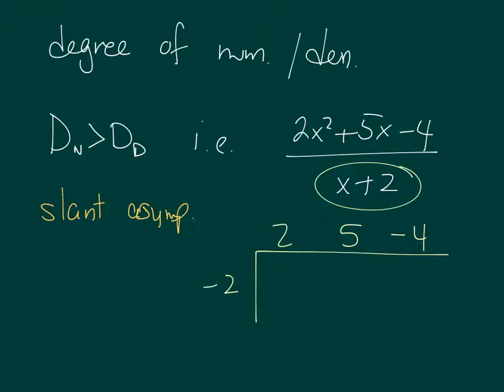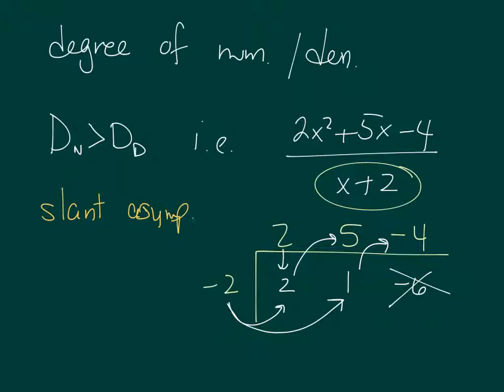Now, when we do that, we start by bringing down this 2 right here first. Negative 2 times 2 is negative 4. Negative 4 plus this 5 is going to give me positive 1. Then I do it again. Now, I don't really need to do the next step, but I'm going to do it anyway. Negative 2 times 1 is negative 2. Negative 2 and negative 4 is negative 6. Well, this is the remainder over here. I don't care about the remainder.